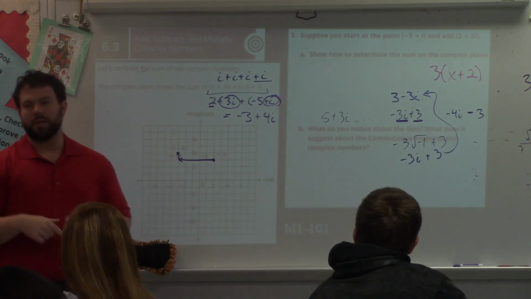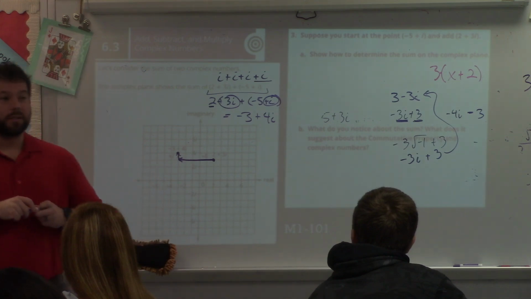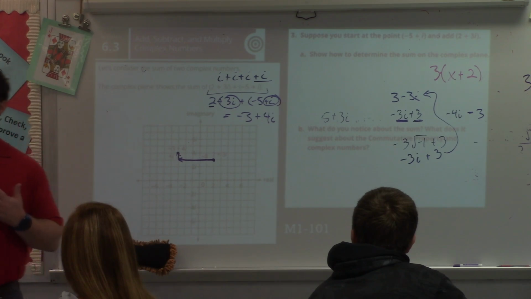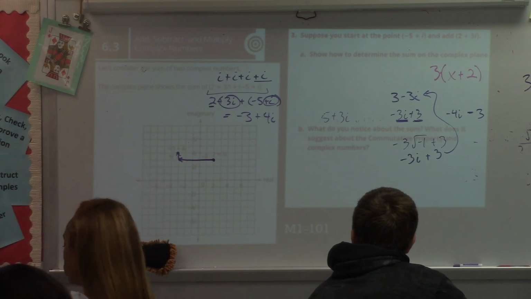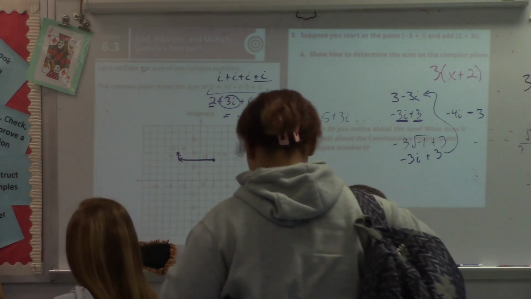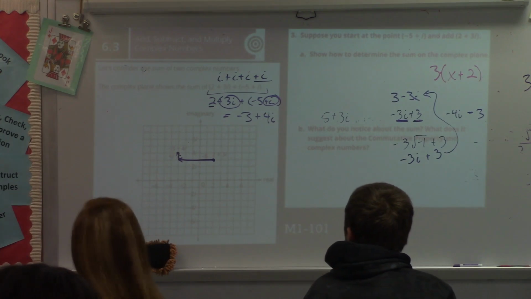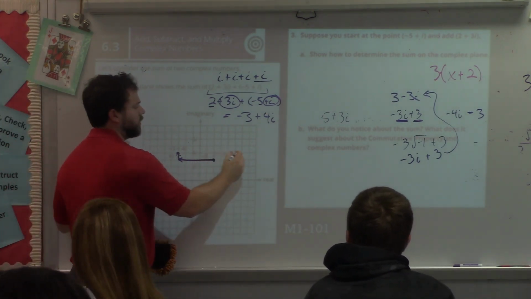This idea of the complex numbers, I know it's like, oh, imaginary, they don't actually exist, but they do. This concept of a complex number perfectly ties into something called vectors that we study in physics and in higher level mathematics. And all a vector is this.